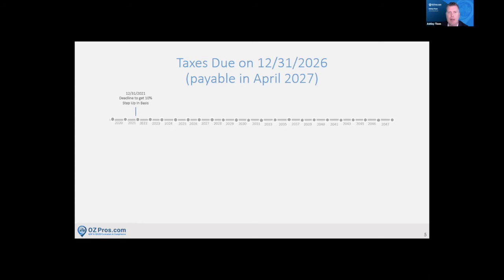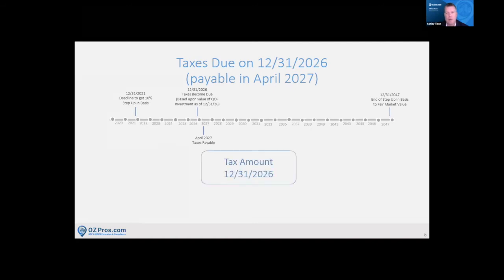So what I'm going to do now is hit the specifics, and then I'll get into the 8949 for the investors. So the deadline is 12/31/2021 to get that 10% step up in basis. So that's the next meaningful deadline that's coming up. Then the taxes become due on December 31st of 2026, which makes this payable in 2027. And then December 31st of 2047 is the end of the step up in basis to fair market value.